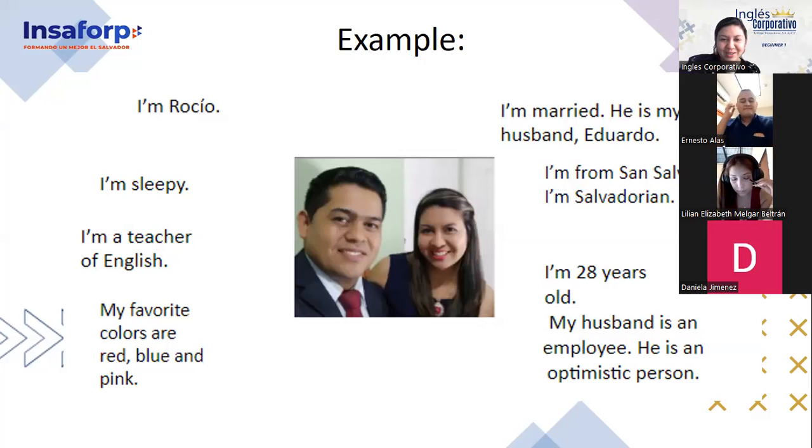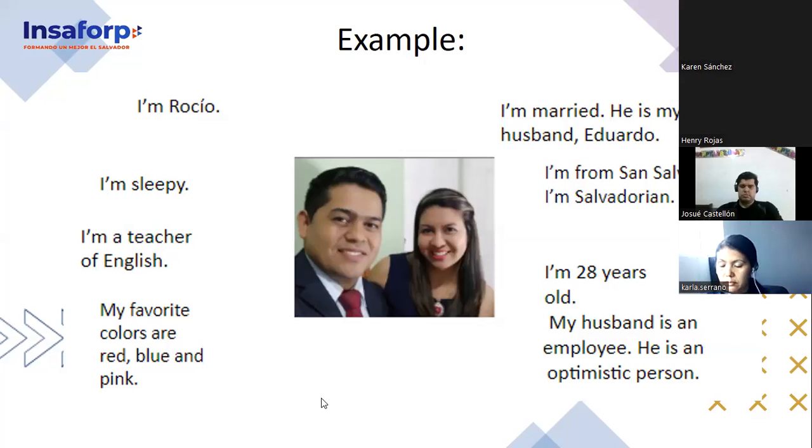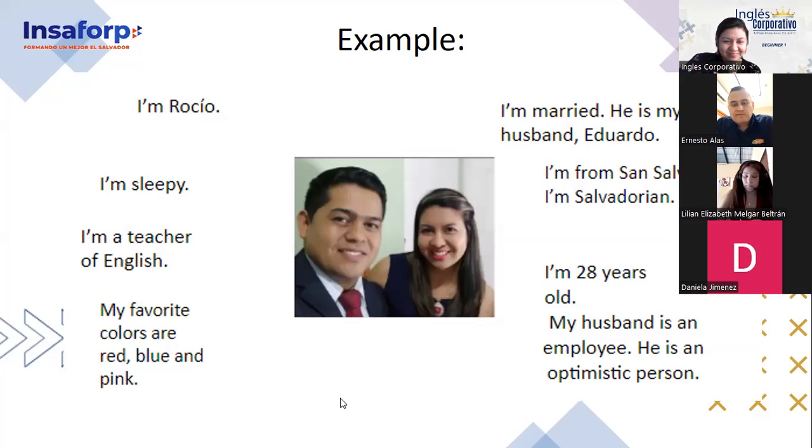Okay. Daniela, would you like to share with the class, please? Hi, Miss. Hello. I am Daniela. I am happy. I am a student in system engineering. My favorite color are blue. I am single. I am from San Salvador. I am 20. 22. Ah, 22. You're 22 years old.